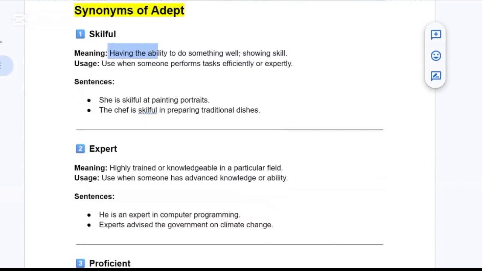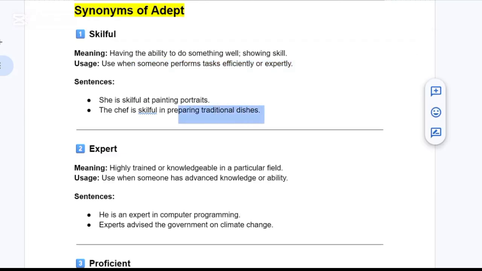Skillful: having the ability to do something well or showing skill. Used when someone performs tasks efficiently or expertly. She is skillful at painting portraits. The chef is skillful in preparing traditional dishes.